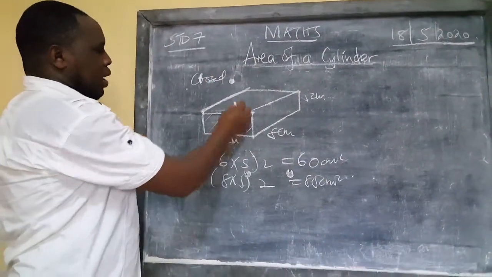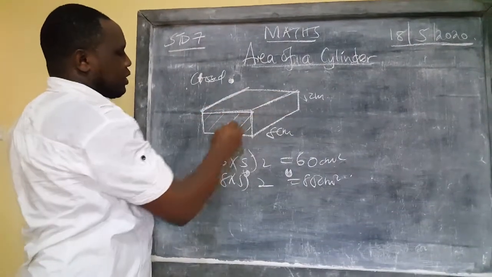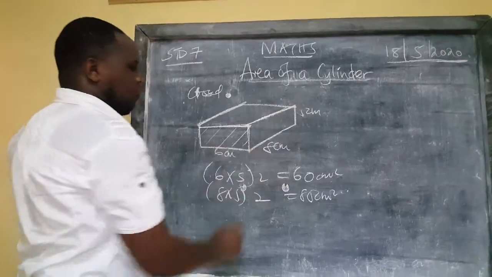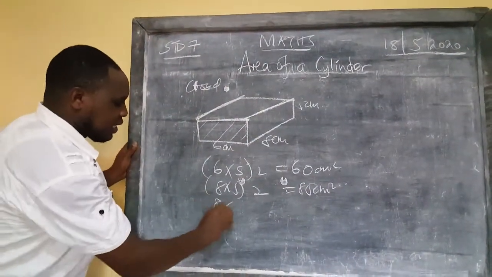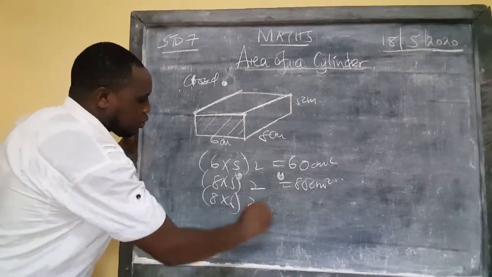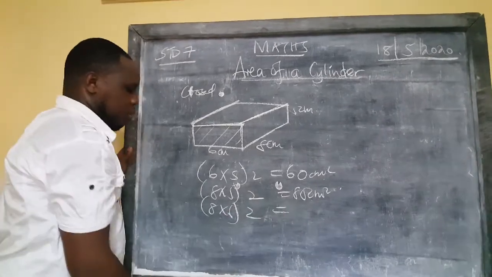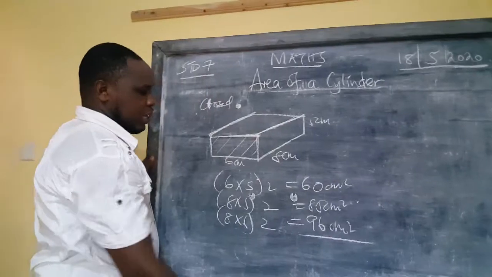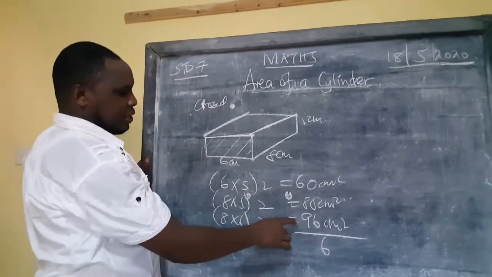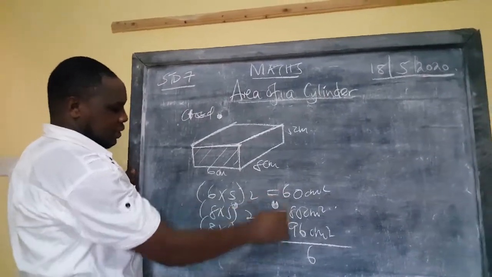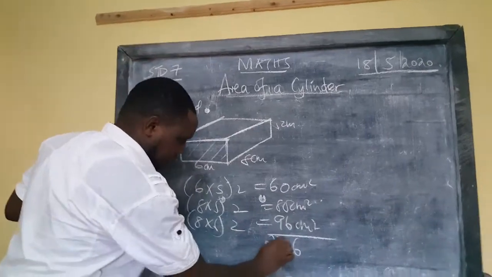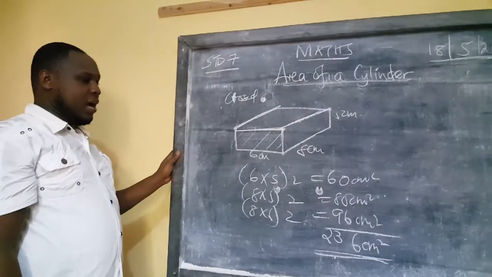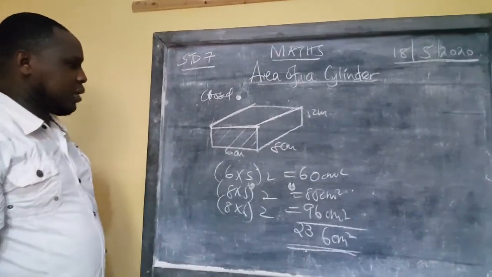Then the top one has a width of 6 centimeters and a length of 8 centimeters. So this is going to be 8 times 6. Then there are 2, because it's a closed one. That will give you 96 centimeters squared. If you add these, 60 plus 80 plus 96, you're going to get 236 centimeters squared as the total area of that particular cuboid.